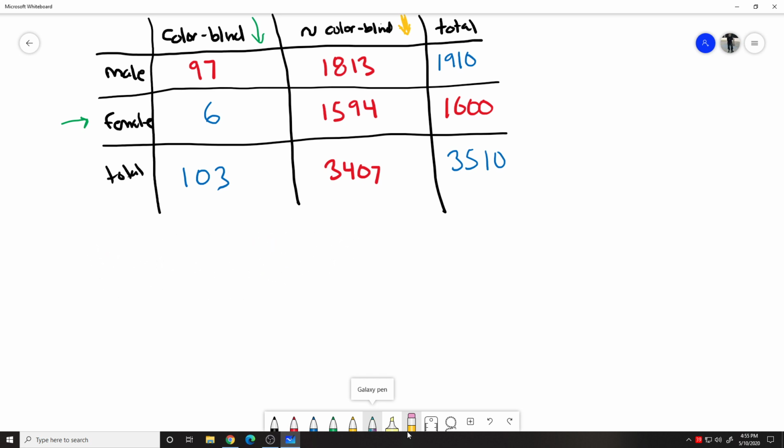Okay, let's do one more question. Let's ask the question, what's the probability of a person being colorblind, and, we'll change it, and not colorblind?